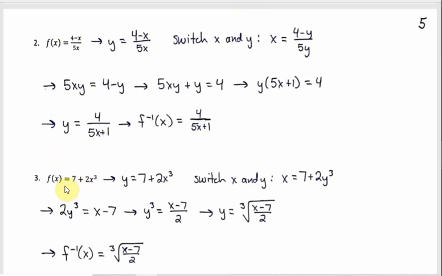Number 3, the last one here. Replace f of x with y. So we have y equals 7 plus 2x cubed. Then you switch x and y, so you have x equals 7 plus 2y cubed. And then we're going to solve for y. First get the y term by itself. Subtract 7 from both sides, and you get 2y cubed equals x minus 7. Then try to get the y cubed by itself, so you divide both sides by 2 and you end up there. Then if you take the cube root of both sides, you'll get y by itself on the left, and on the right you have the cube root of x minus 7 over 2. Now that we've got this solved for y, we can substitute in the f inverse of x notation. So let's replace the y with the f inverse notation, and there's the inverse function.